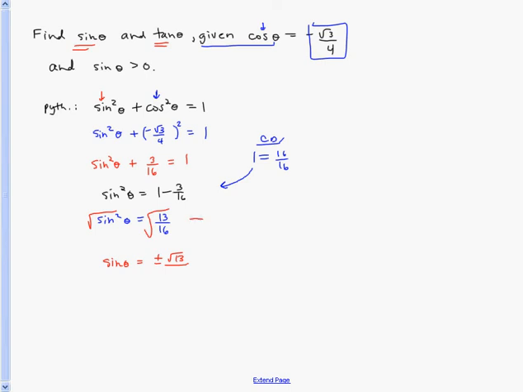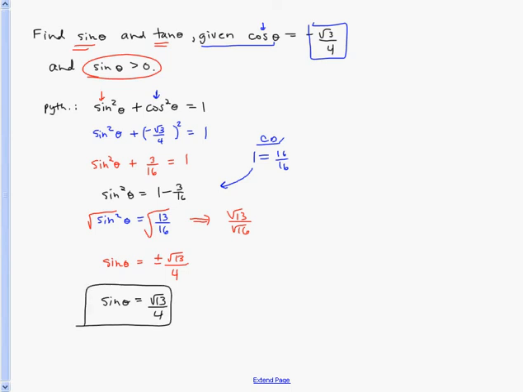This square root can be broken up. I'm just trying to fill in some algebra rules for you. It can be broken up, but the square root of 16 is just 4. Now, remember they told me which one I needed. They told me sine of theta needs to be positive. So my answer here is that sine of theta is going to be positive square root of 13 over 4.